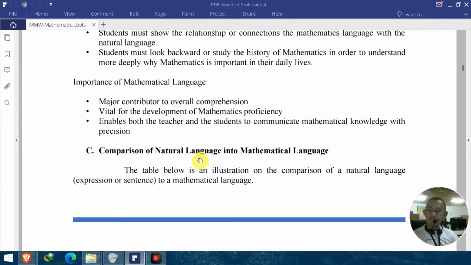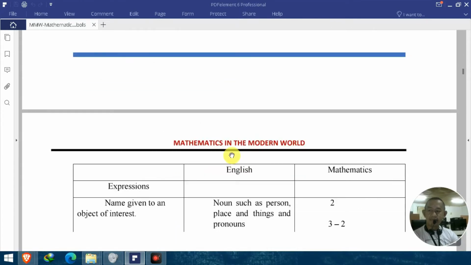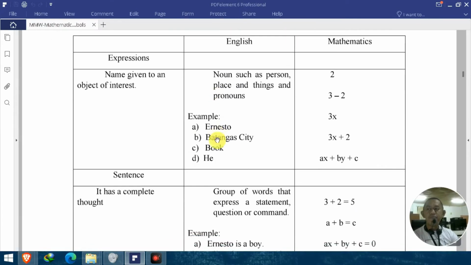Now, comparison of natural language to mathematical language, para madali lang. For example, a noun is a name given to an object of interest. So we have noun, pronoun. Ernesto is the name of a person. Batangas City is the name of a place. Book is an object. And then he is a pronoun for a person. So in symbols, in math, we have 2, 3 minus 2, 3x, 3x plus 2, bx plus by plus c. Well, these are just expressions.